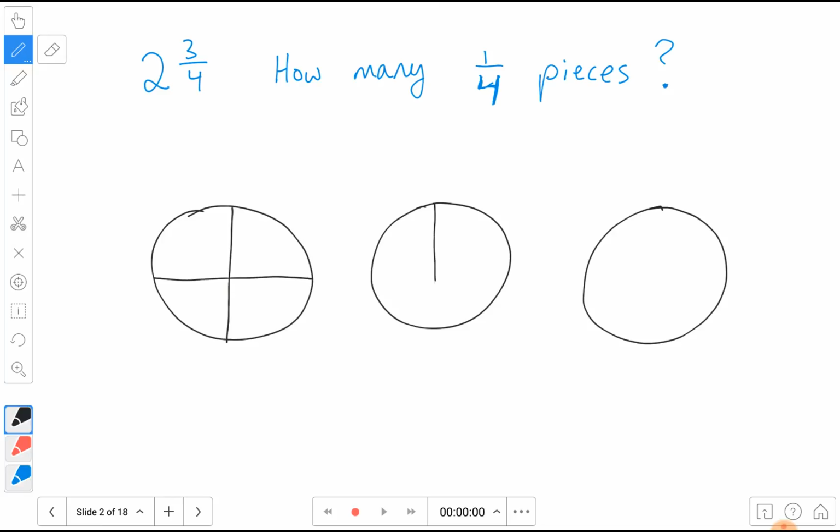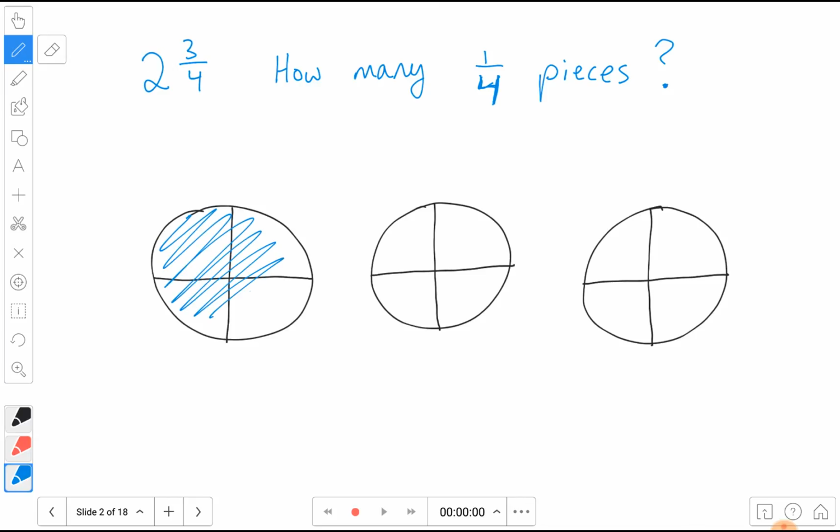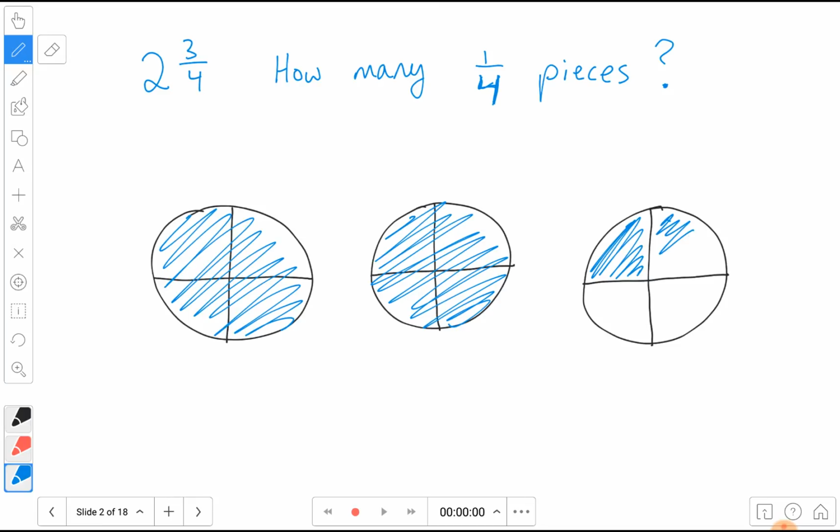You don't have to use circles. You could have used squares. You could have used another shape, as long as the pieces are all the same size. So you can see that these quarters are all relatively the same size. Okay, so now I need to shade in 2 3/4. Well, the 2 is again represented by 1 and 2 pies. Okay, so that's taken care of. And now we need to do the fraction, 3/4. Okay, so this circle is divided up into 4 pieces, and we need to color in 3 of them there.